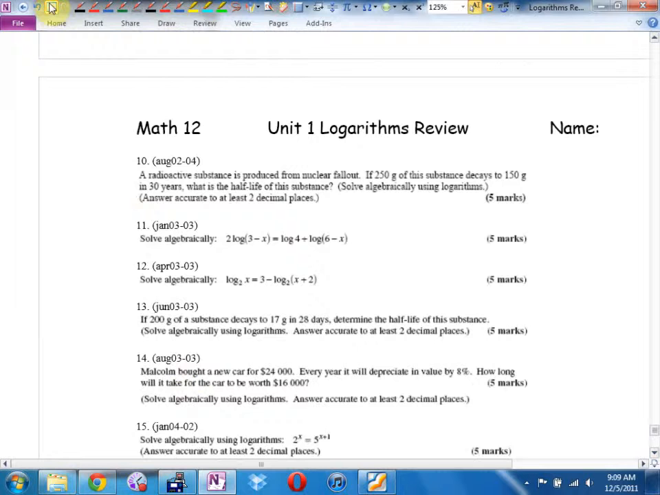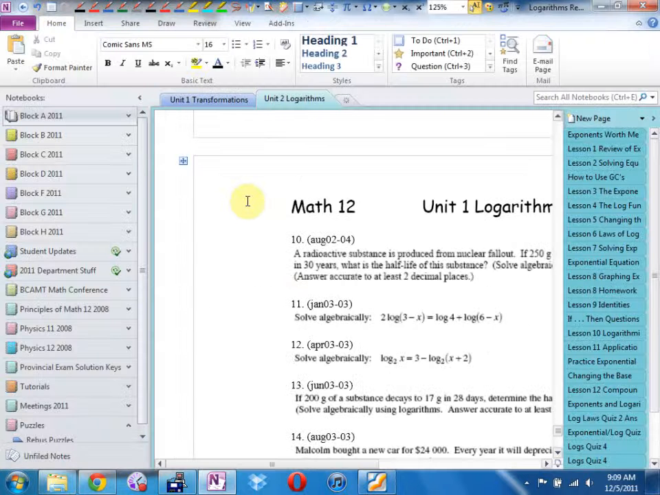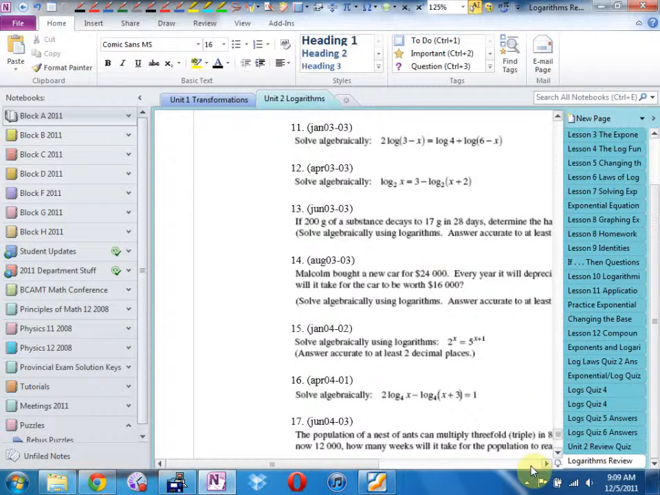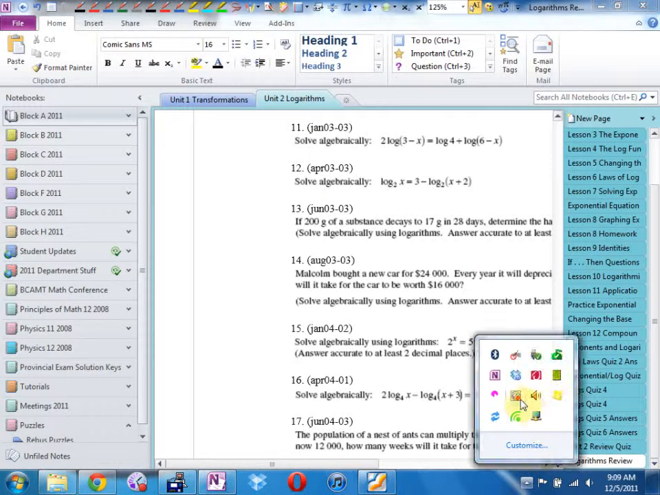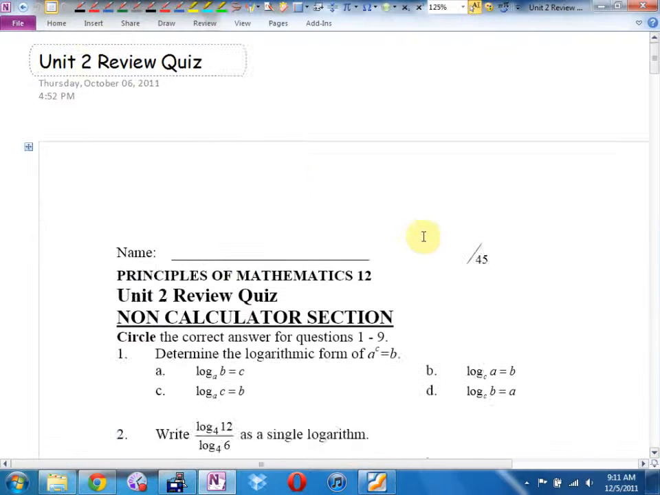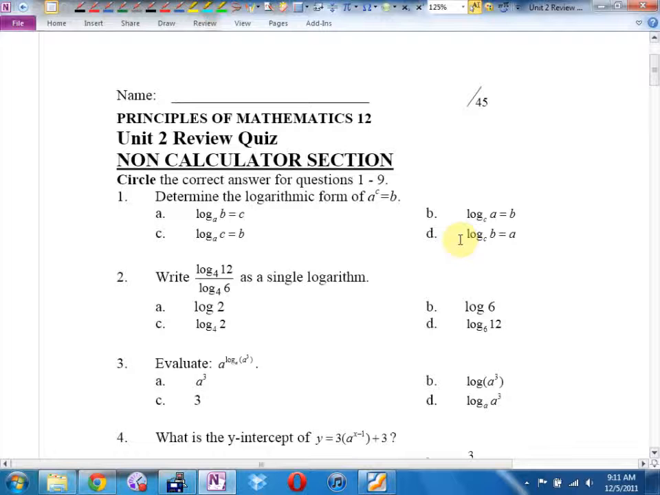And very last thing. This is what I call the Unit 2 review quiz. This actually used to be my test. It's what I gave out for years. And then about 6 years ago, the government added a non-calculator section to the provincial, so I had to split my test up, so I retyped it. So this is all one, but you can kind of think about which questions you wouldn't need a calculator for, which questions would. This will take you a good chunk of time. This is what we're going to be marking first thing on Wednesday.